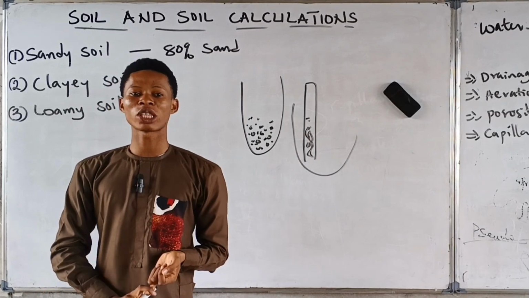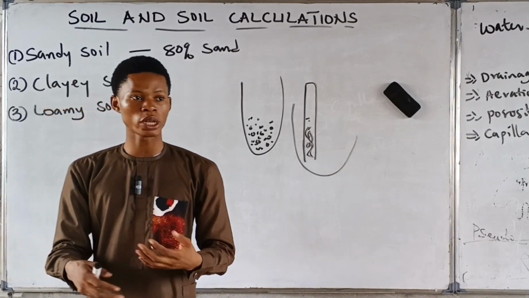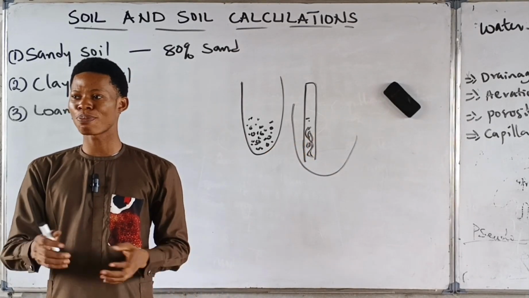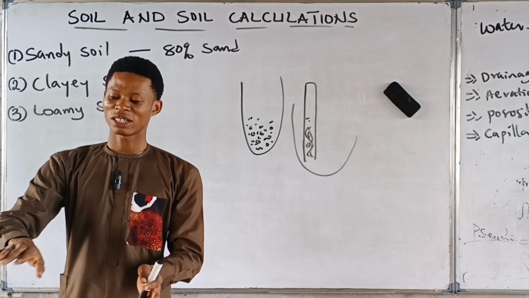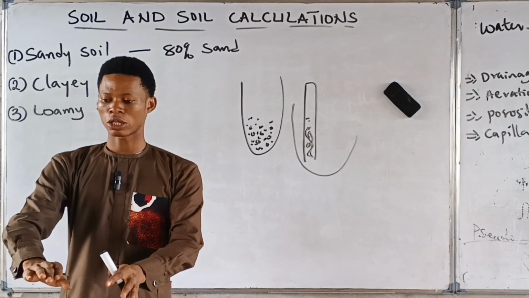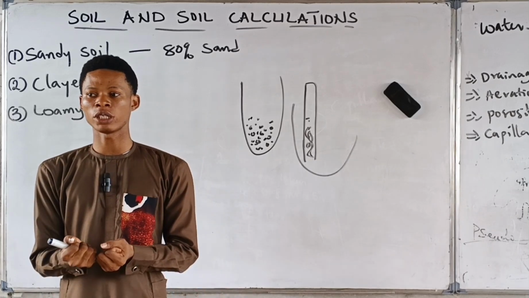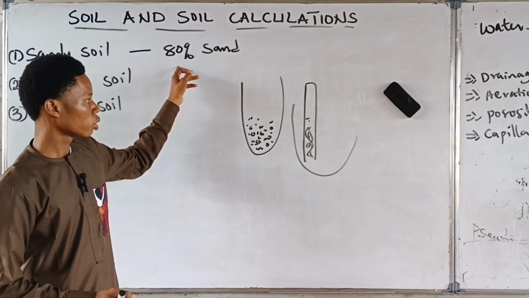So since it cannot hold water for a long time, it's not even good for plant growth, because plants require the water, right? But this sand cannot hold water for a long time because it's very porous. After rainfall, as the water settles down, before you know it will just sink down, right? Because the soil cannot retain water for a long time. So that's that about sandy soil.